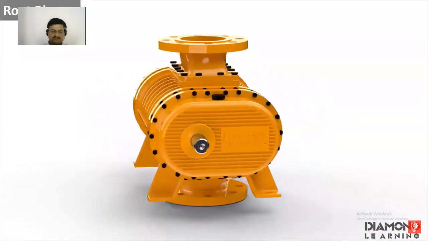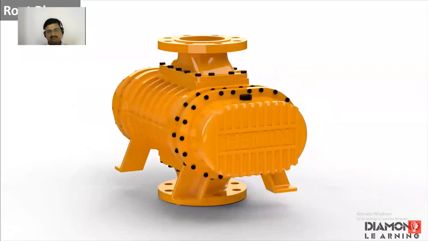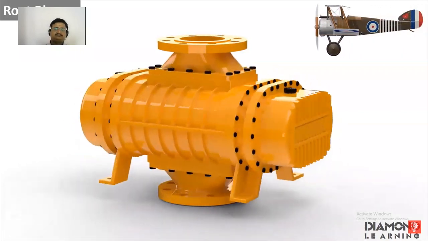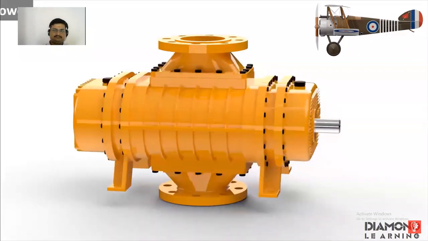Roots blowers are used in cars and aircraft. In World War I, they actually put them on aircraft to force air into the engine, so they could reach higher altitudes and make enough horsepower to get the airplane up.